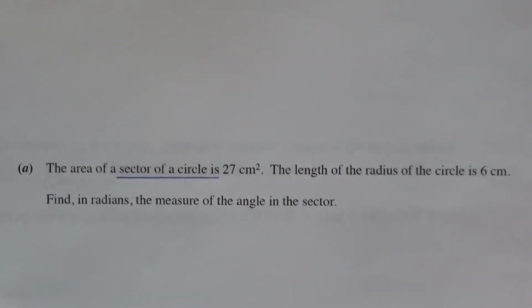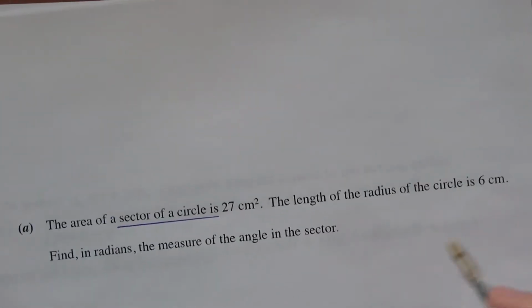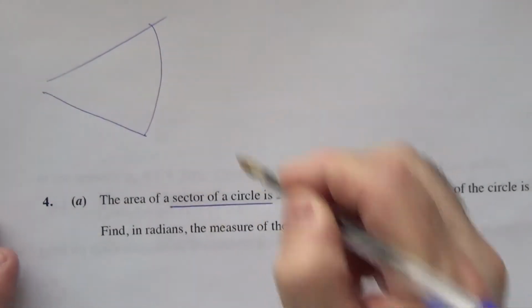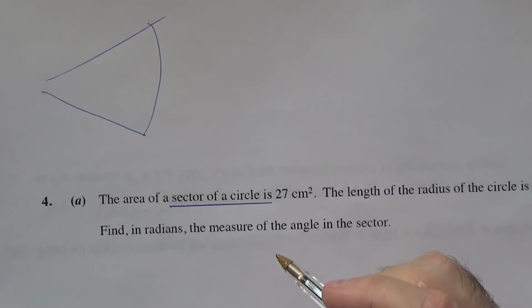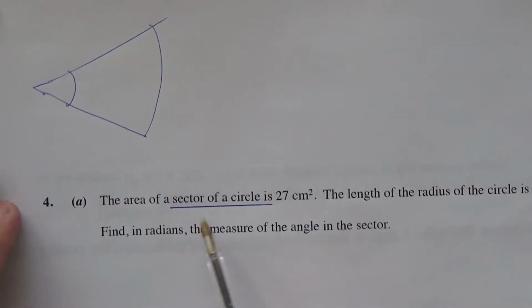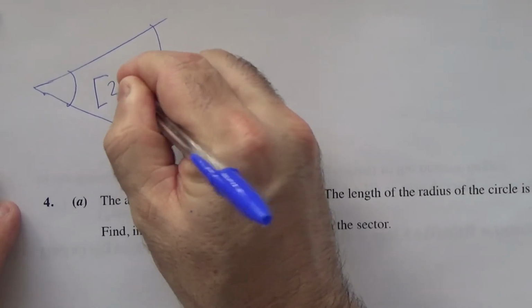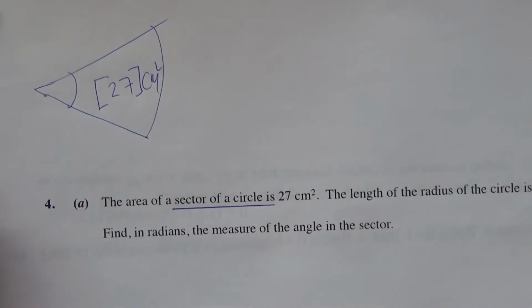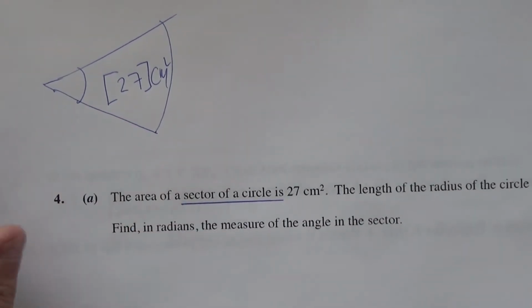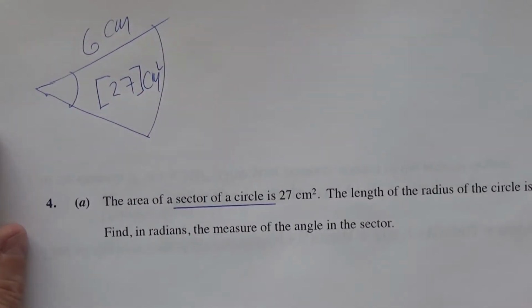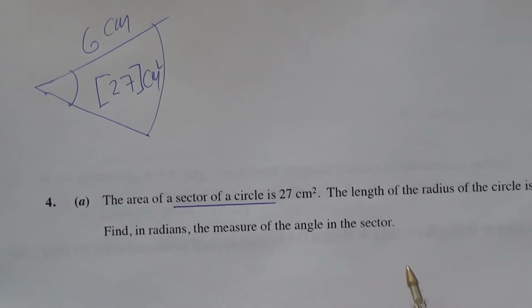Okay, so there is no drawing, so it makes a lot of sense to do a sketch. A very rough sketch. We could use equipment, but in a higher level exam there's no reason for that level of constructionism. So we do know that the area is 27 centimeters squared, so we represent that with square brackets. The length of the radius is 6. Find in radians the measure of the angle in the sector.